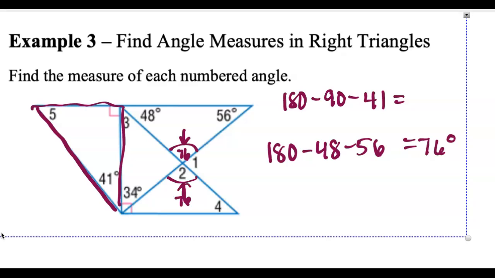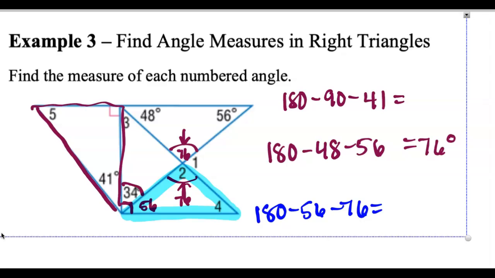And then we have, if this here is a right angle and that is 34 degrees, then the remaining one is going to be 90 minus 34, which gives me 56. And now in this triangle right here, I can figure out the measure of angle 4, because it will be 180 minus 56 minus 76, and that will be the measure of angle 4, and we get 180 minus 48.